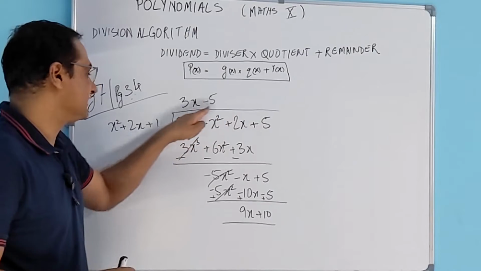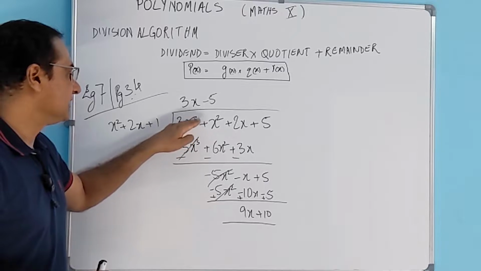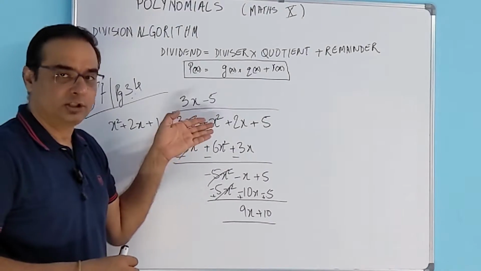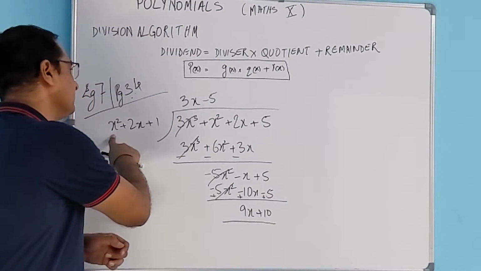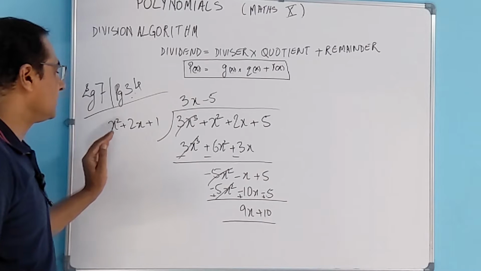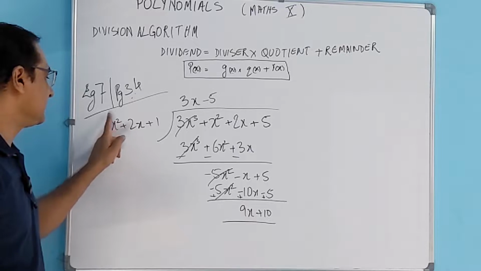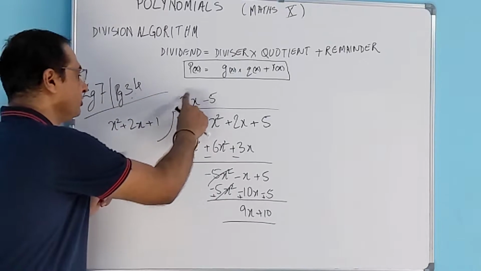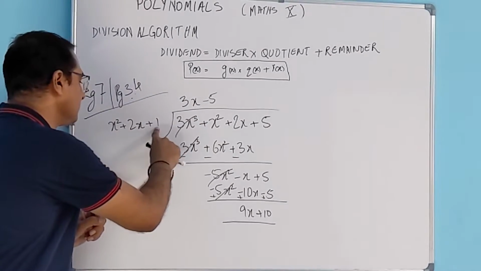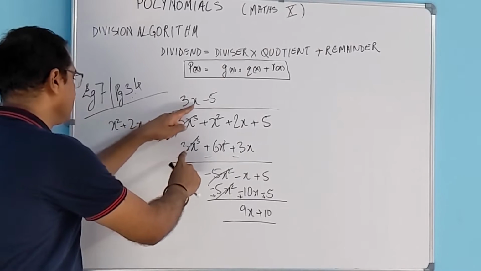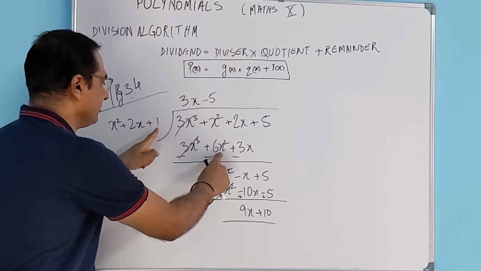Next step, we look at the first term. The degree of the dividend is 3, the degree of the divisor is 2. Of course this degree is greater than or equal to the divisor's, so we divide. We look at the first term, 3x cube, and the first term of the divisor, x square. What should we multiply by to eliminate this one? It's 3x, because then it will become 3x cube. So we put 3x as the first term of the quotient. When we multiply these three terms with 3x, what do we get? 3x into x square is 3x cube, 3x into 2x is 6x square, 3x into 1 is 3x.